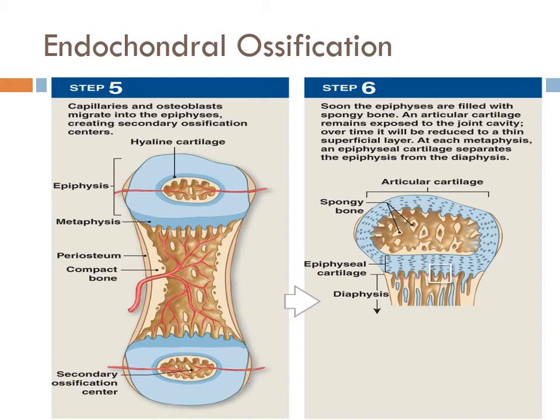Step 5, arteries are going to enter each of the epiphyses and create a secondary ossification center. So this is our primary ossification center, and then these are our secondary ossification centers in each of the epiphyses. And then we're going to remodel the epiphyses so that we have a trabecular bone in the epiphysis, and we're going to make that cortical bone and spongy bone in the diaphysis.